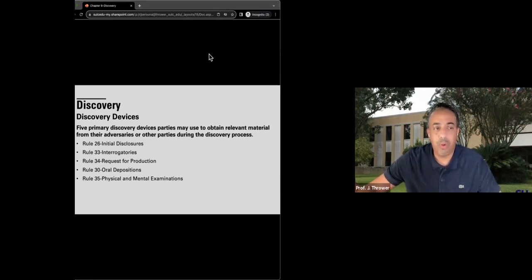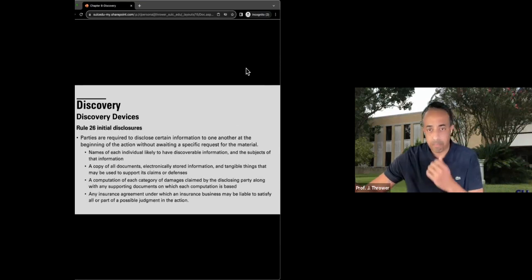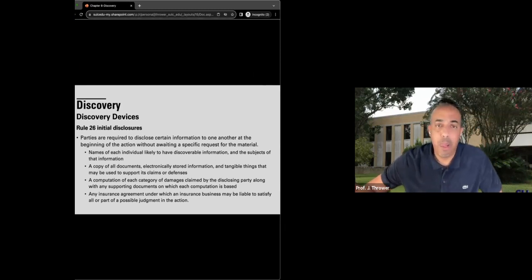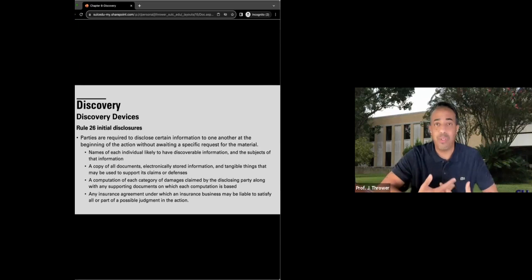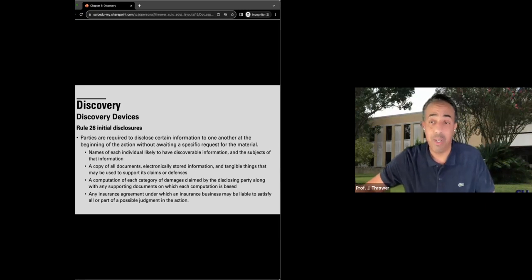And so let's start off with our initial disclosures that are captured under Rule 26(a). Rule 26(a) requires parties to disclose certain information to one another at the beginning of the action. So once the action is commenced, Rule 26(a) provides that parties are obligated to exchange certain information, or disclose certain information, without being requested to do so. And Rule 26(a) outlines the specific information that is required to be disclosed.